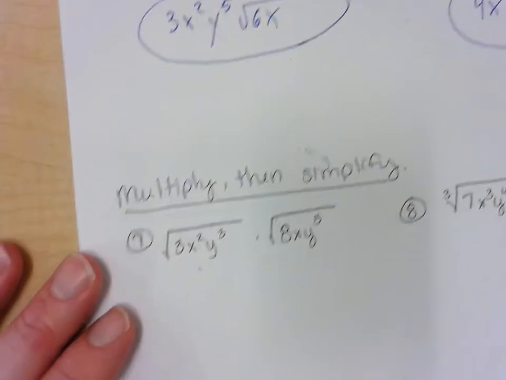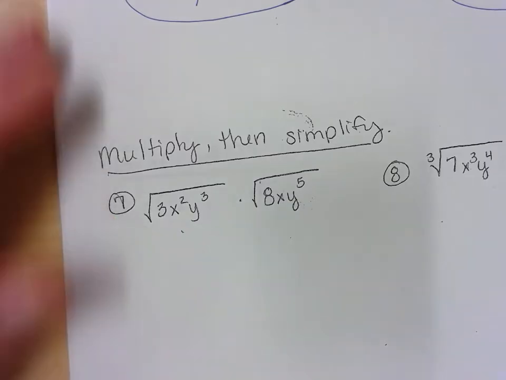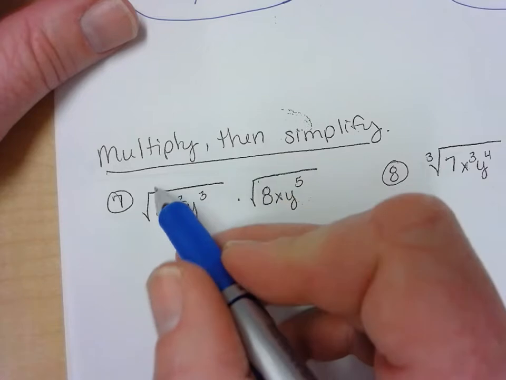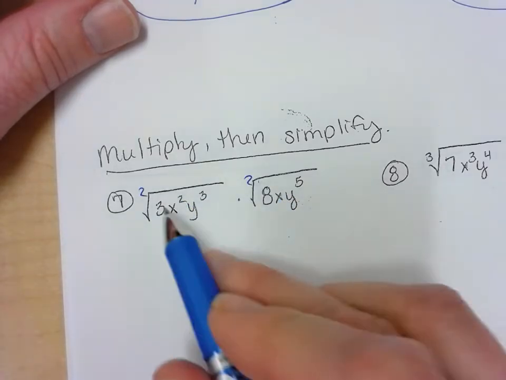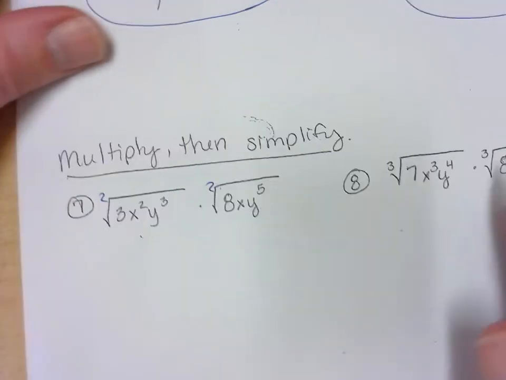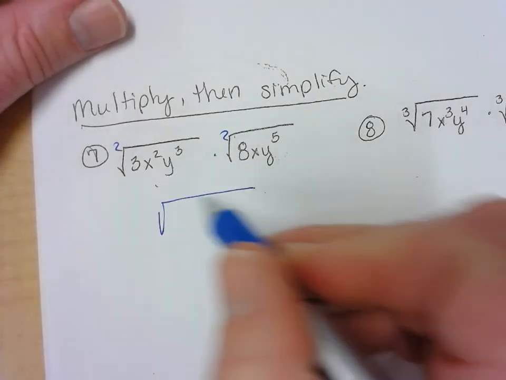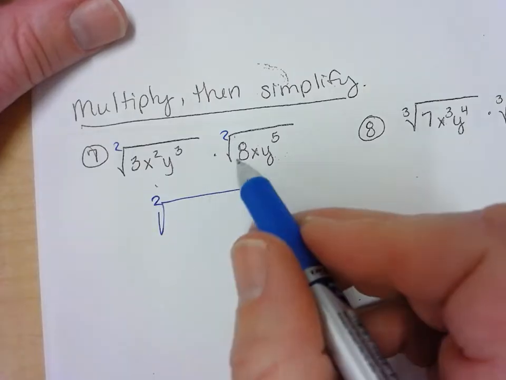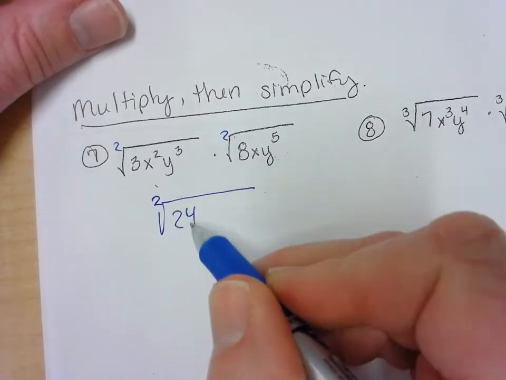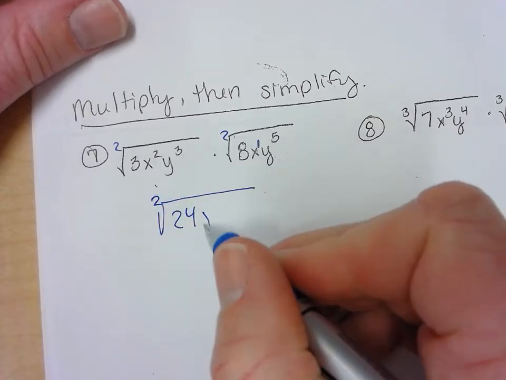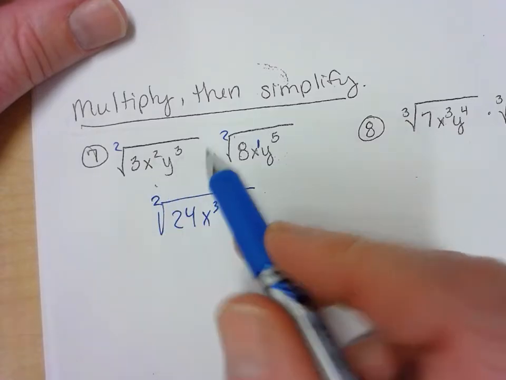Okay, we're going to multiply, then simplify. So we're going to basically multiply it together, then sort it. 3 times 8. Now you can multiply it because it's the same index. As long as it's the same index, you can multiply. Just like these are both cube roots. Now if you have a cube root and a square root, you can't multiply together. So square root, this times this is 24. When you multiply like bases, we add the exponents. So we have squared and x makes x cubed. And then y to the 8th.